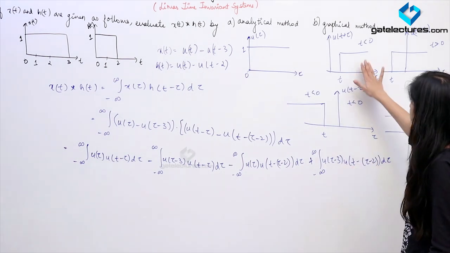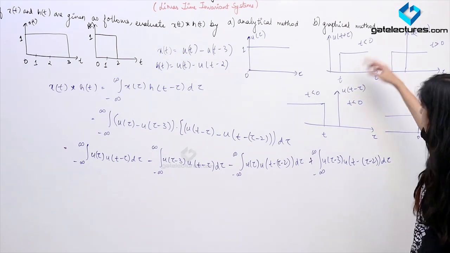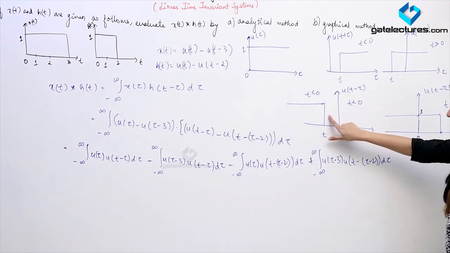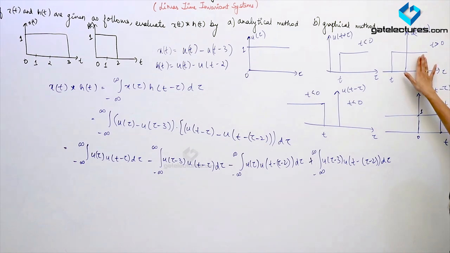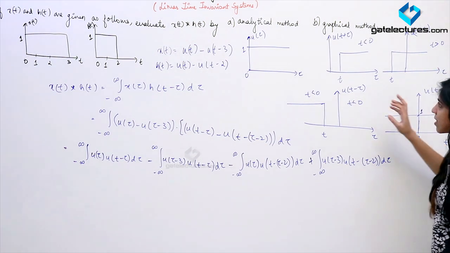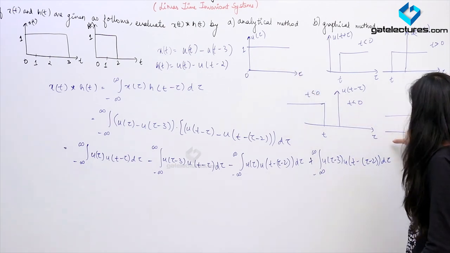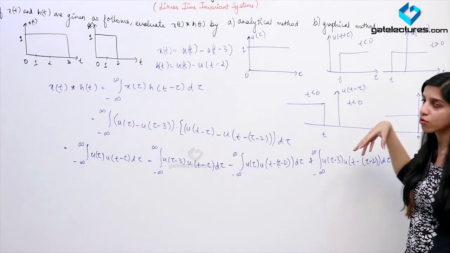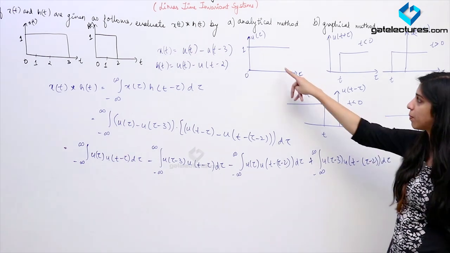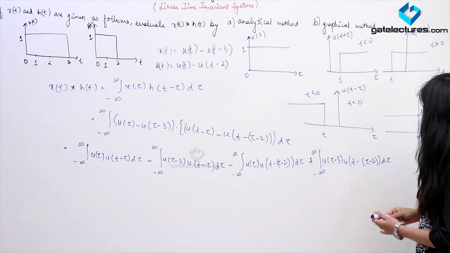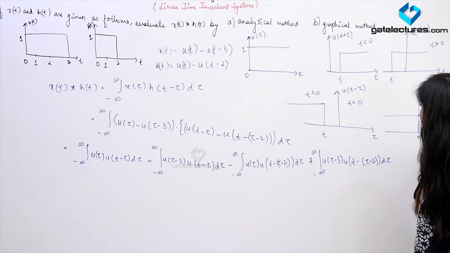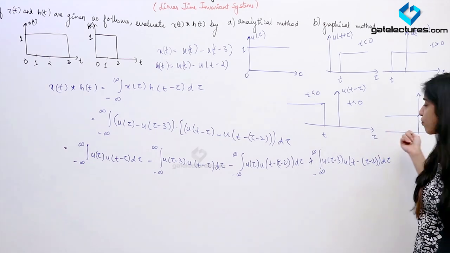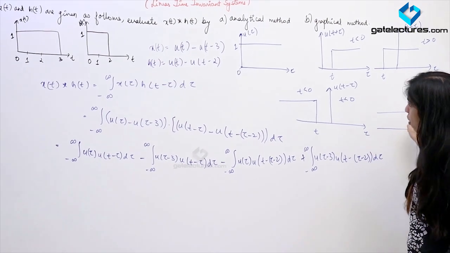Okay, so this is going to be the sketch for t less than 0, and when you reverse this, you are going to obtain some graph like this. And for t greater than 0, this is going to be the sketch, and on reversal, we are getting something like this. So, we see that intersection of these two functions is possible only when t is greater than 0, and then for what values is the multiplication going to be defined? Only for tau ranging from 0 to t with value of 1.